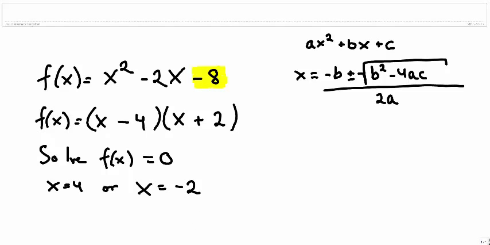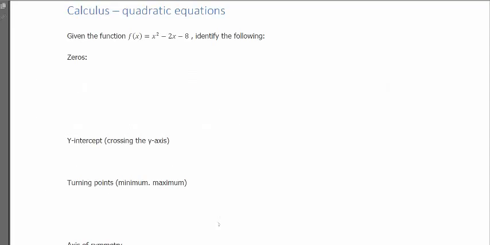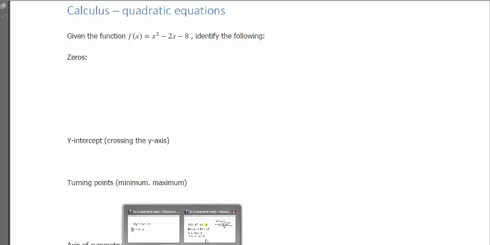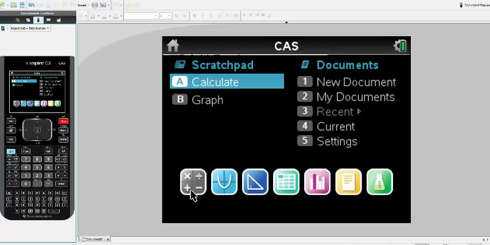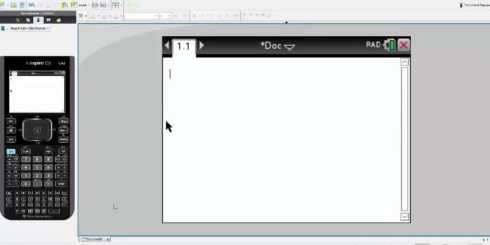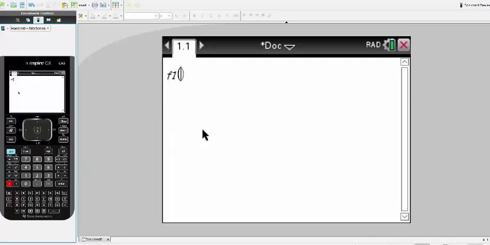Okay, let's go back to the question. So the zeros, we can just write x is equal to 4 or x is equal to minus 2. The way to do it on the calculator would be, for example, like this. Let's define the function. Usually it's a good idea to name it f1, and then if you have more than one function, the second one could be f2, the third one f3, and so on.